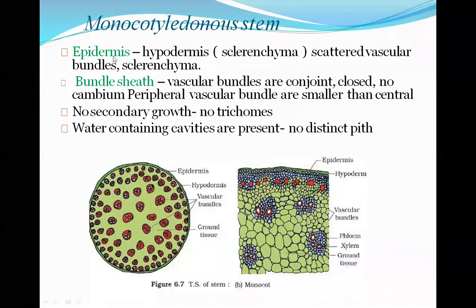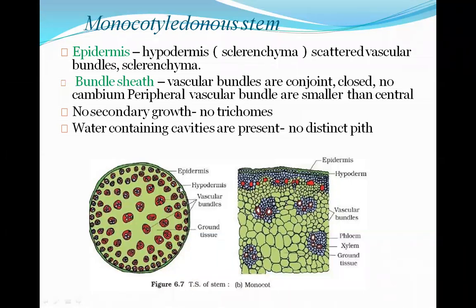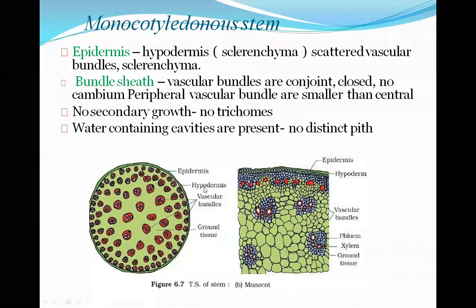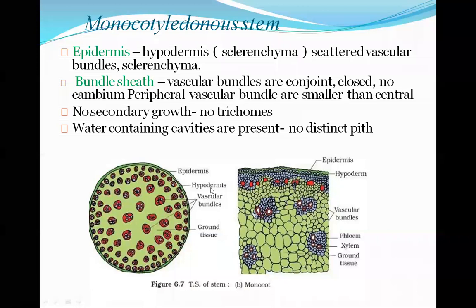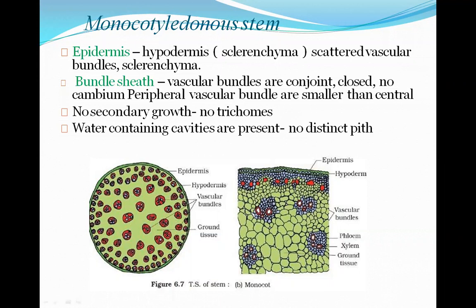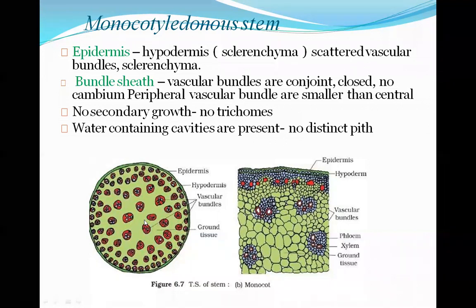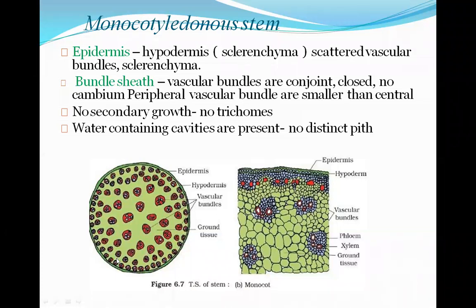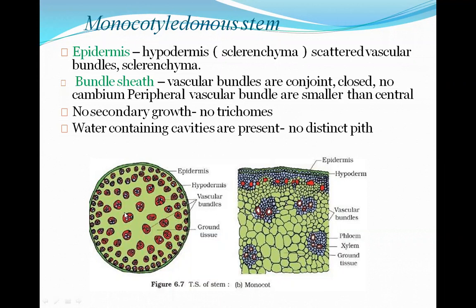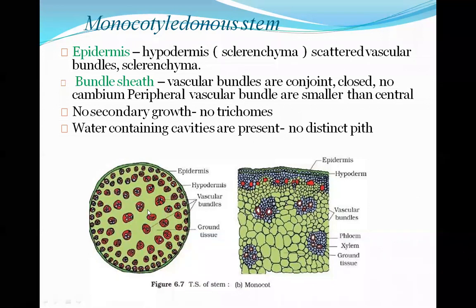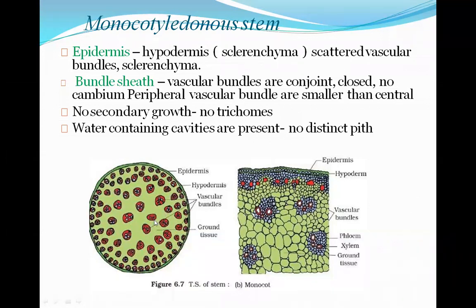So here the first layer which comes is the epidermis layer. After that, the first layer after the epidermis is the hypodermis, which is made up of specialized cells known as sclerenchyma, and there is presence of the scattered vascular bundles. There is no particular sequence or place where the vascular bundles are present. You can see here that there are so many vascular bundles in this region, right? This is the monocot stem and it is cut, and the vascular bundles are present in this form. They are not present in any given place, but they are scattered throughout the whole part of the stem.